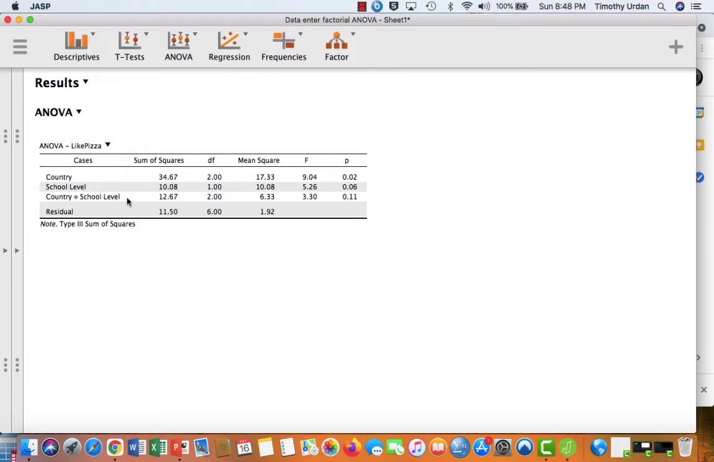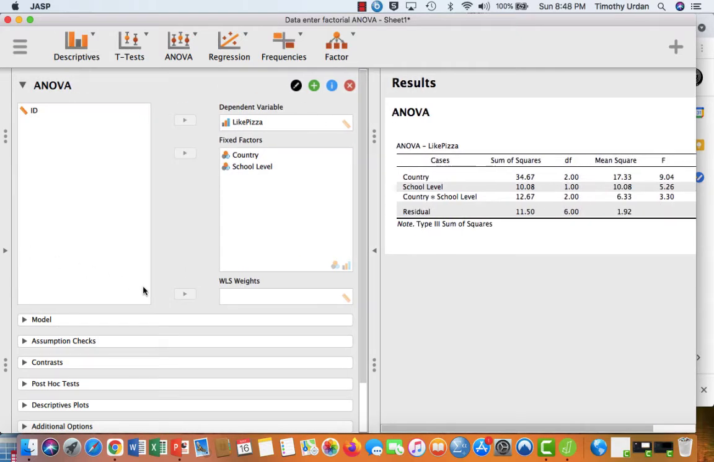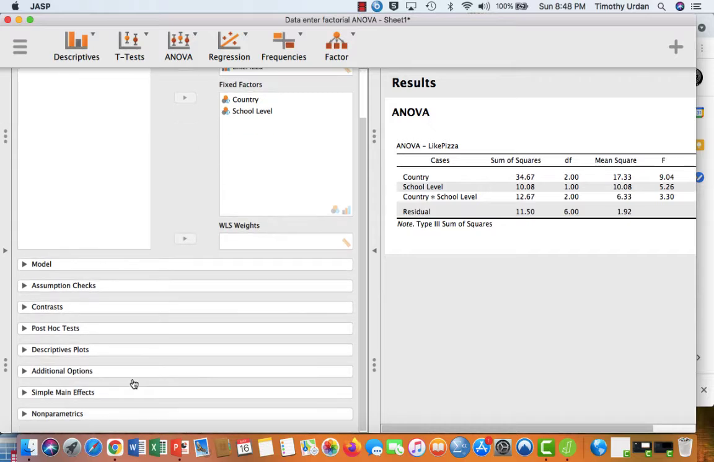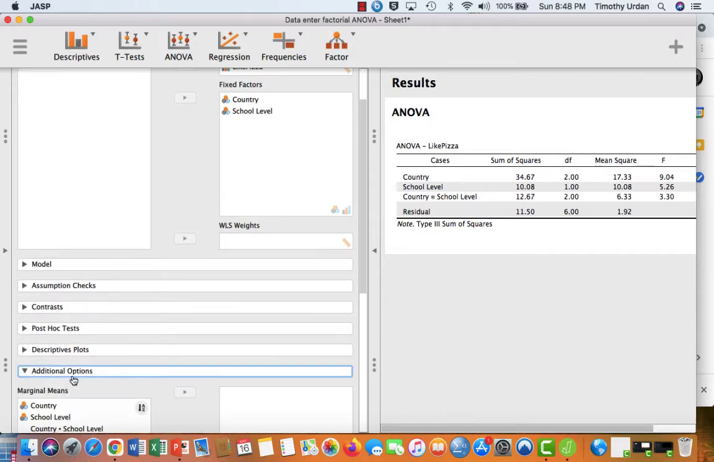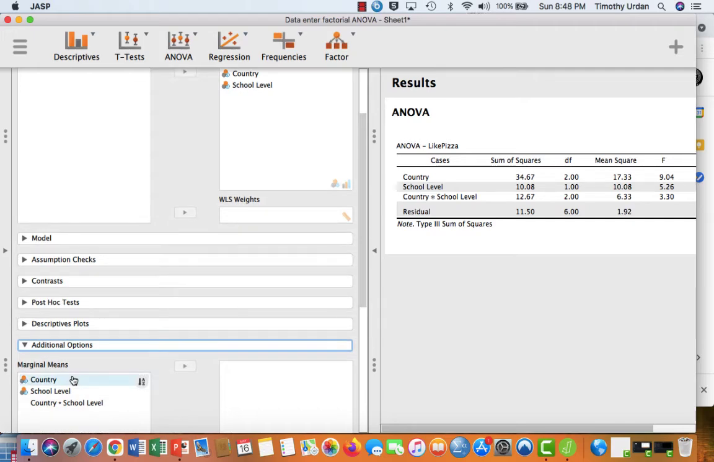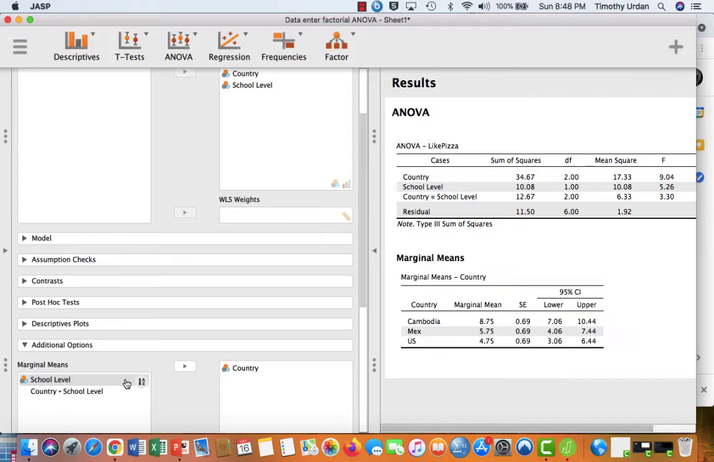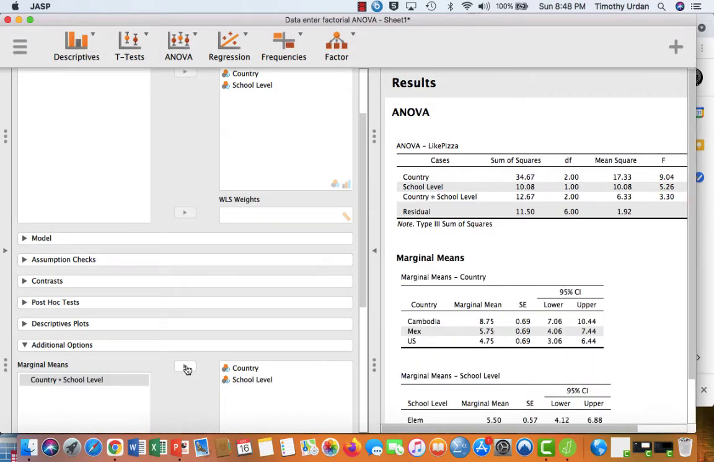Finally, the interaction of country and school level is not statistically significant when controlling for the main effects of country and school level. That's how you talk about these. Now, let's take a look at a little bit more detail. So, additional options. Let's check out the marginal means for country and school level.